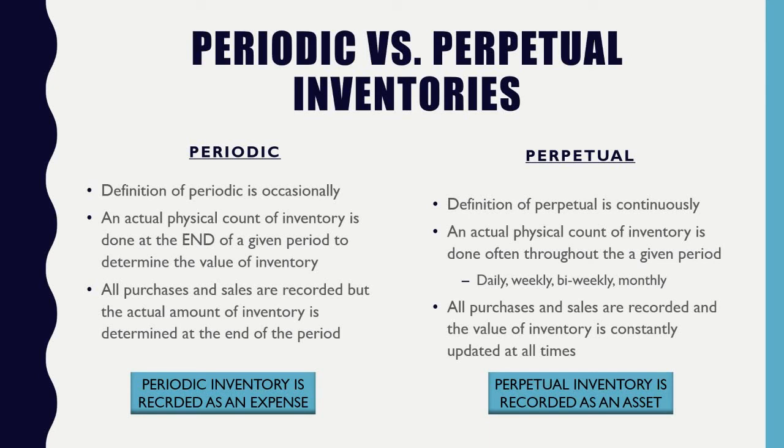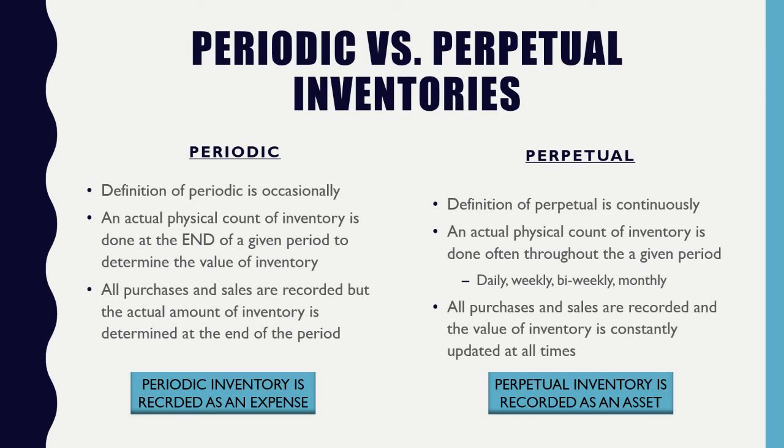And the true difference that I'm going to tell you about when you start journalizing is that under the periodic method, you're going to record your transaction as an expense. Whereas under perpetual, you're going to record it straight into inventory. So there's a difference here: one's an expense and one's an asset.